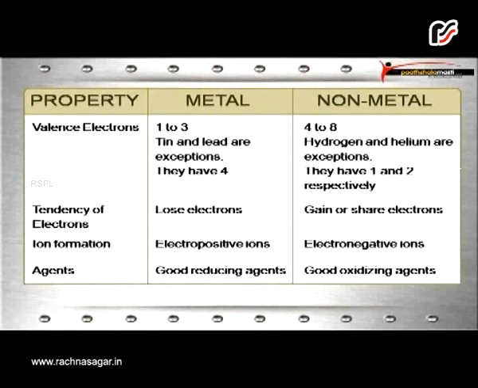Now, metals are good reducing agents. Why are they good reducing agents? Because they can lose electrons easily. Non-metals are good oxidizing agents because they can gain electrons easily.